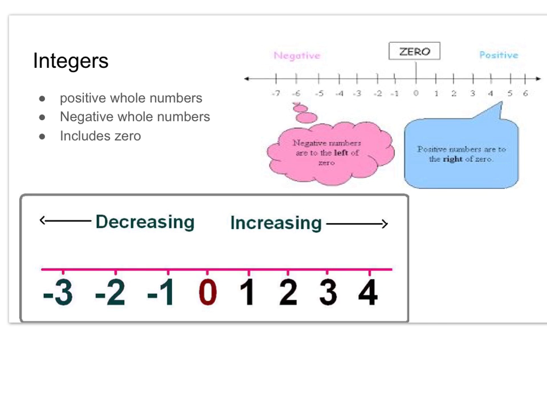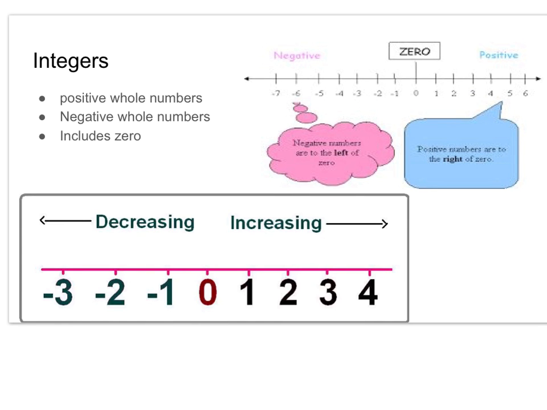So most of you probably already know what an integer is, but let's refresh your memory. I broke it into 3 bullet points. Integers are positive whole numbers, negative whole numbers, and it also includes 0. So basically anything on our number line, going from left to right, positive and negative whole numbers.